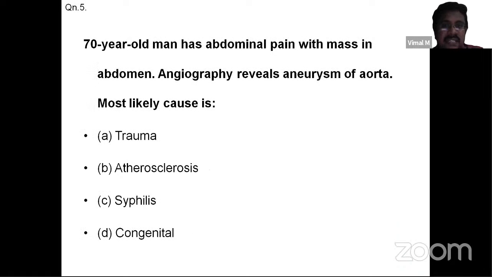The next question: a 70-year-old man has abdominal pain with a mass in the abdomen. So it is an elderly man presenting with abdominal pain and a mass in the abdomen. Angiography reveals an aneurysm of the aorta. The most likely cause is: trauma, atherosclerosis, syphilis, or congenital.